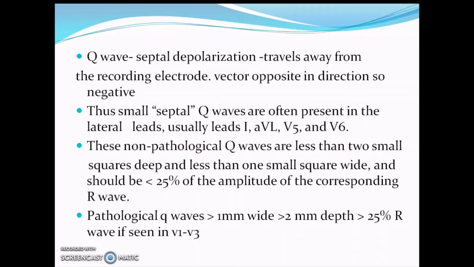What are non-pathological Q waves? It should be present in these leads, less than 2 small squares deep, that is less than 0.2 millivolt in depth, and less than 1 small square wide, that is less than 0.04 second, and it should be less than 25% of the amplitude of the R wave. When it is pathological, it is more than 1 mm wide, more than 2 mm deep, more than 25% of the R wave, and any Q wave seen in V1 to V3 is pathological.